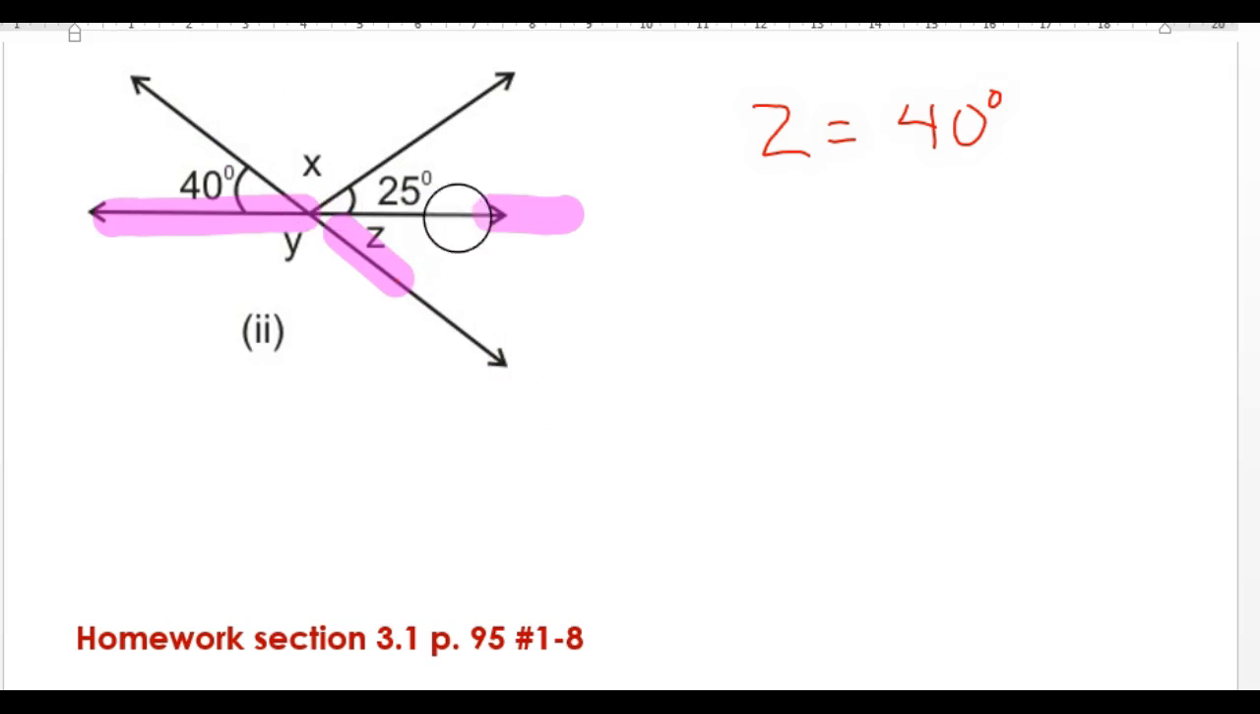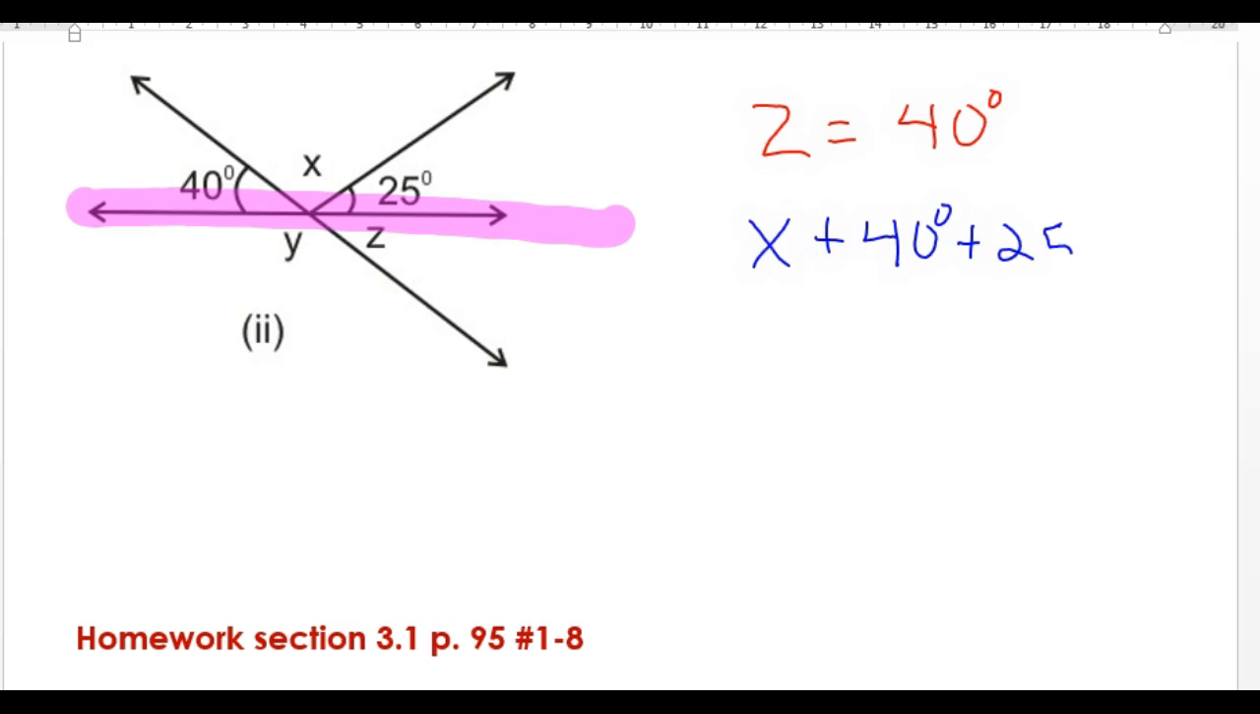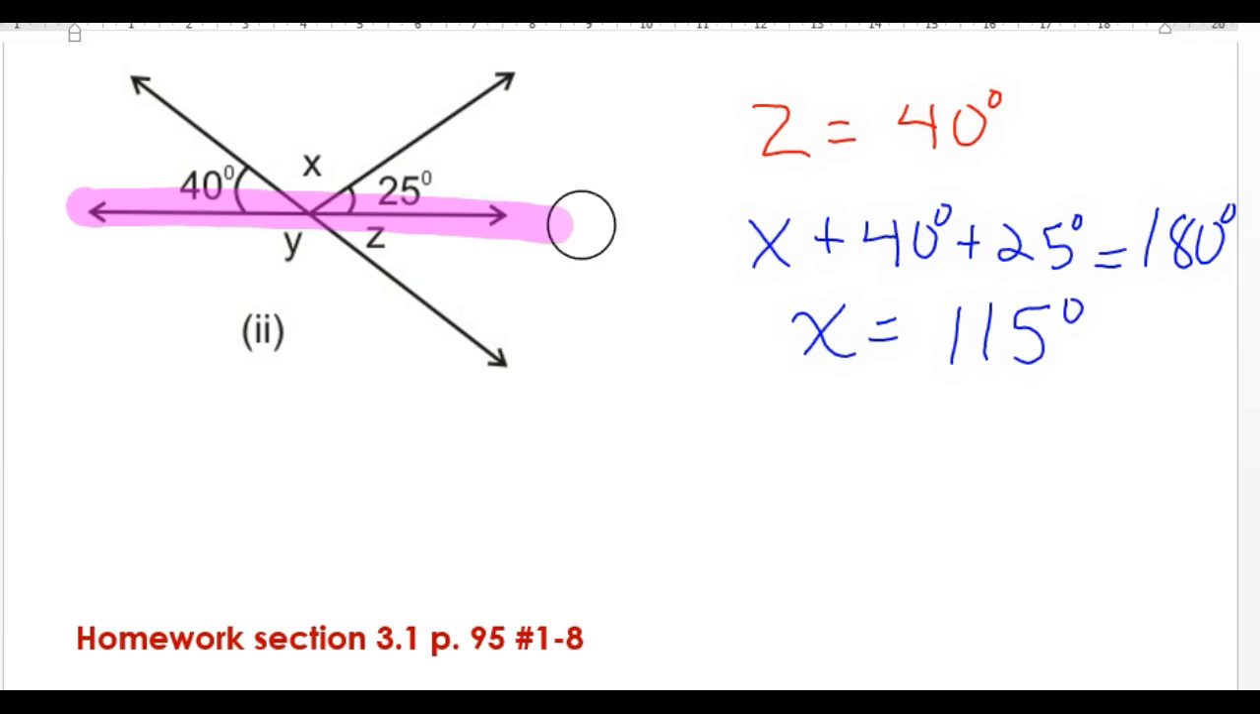Secondly, I can tell that I have a straight line right here, and that x plus 40 degrees plus 25 degrees will give me 180 degrees because of that supplementary angle theorem. Okay, and when I solve for that, I'm going to get a value. So 180 minus 40 is 140, minus 20 will give me 120, minus 5 more will give me 115 degrees for x.